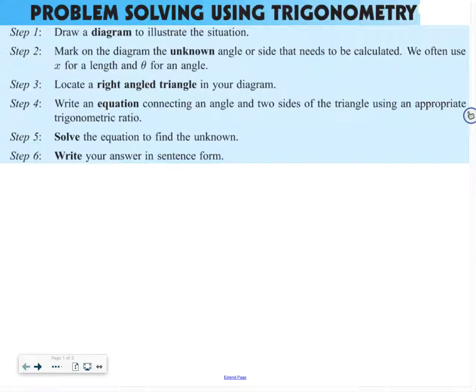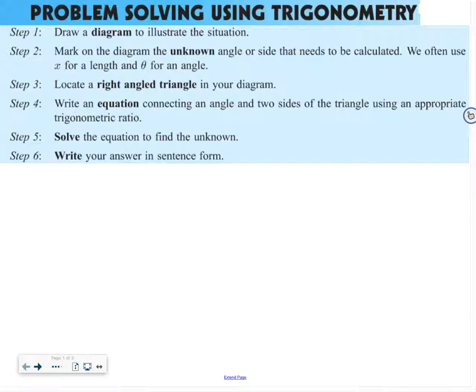All right, mathletes, here we are problem solving using trigonometry. Nice thing about this is it's a lot like our problem solving using Pythagorean theorem. We're going to kind of follow these steps. One, we always want to draw our diagram. Step 2, mark on the diagram our unknown angles or sides that need to be calculated, using x or theta.